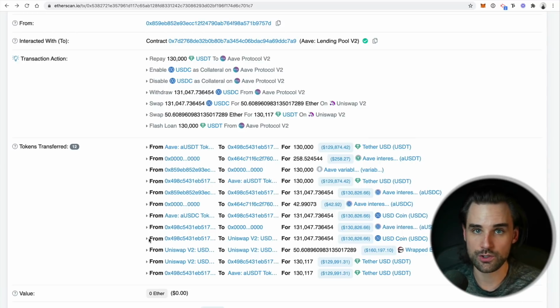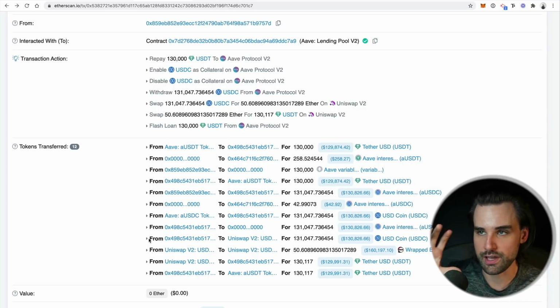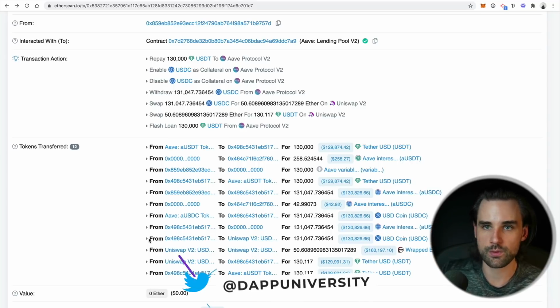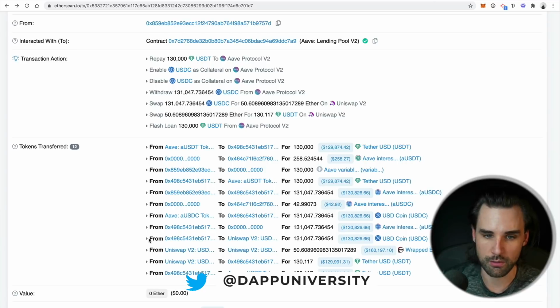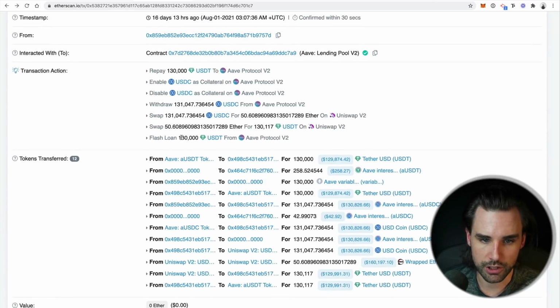Okay, and that's what you're always doing as a developer: you're creating your own custom smart contracts that implement these strategies. That's what I'm showing you how to do, is plan out the steps that would happen inside of the function call for your smart contract. You can reverse engineer what other people are doing. So basically, you can look at that. This was a $130,000 flash loan of USDT.